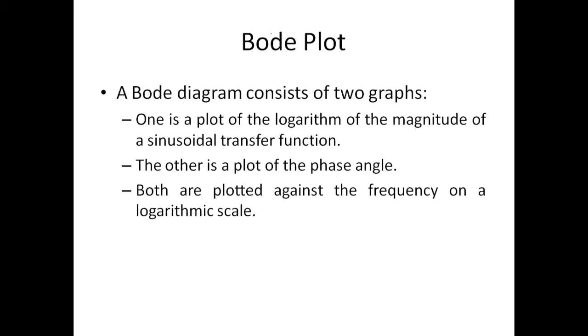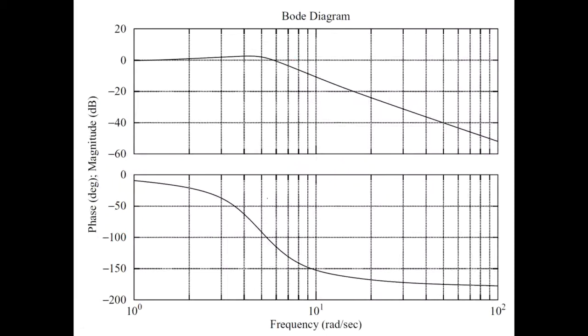The Bode plot consists of two graphs. One is a plot of the logarithm of the magnitude of a sinusoidal transfer function, and the other is a plot of the phase angle. So this is the Bode plot. It has two graphs, and both graphs are plotted against the frequency on a logarithmic scale.